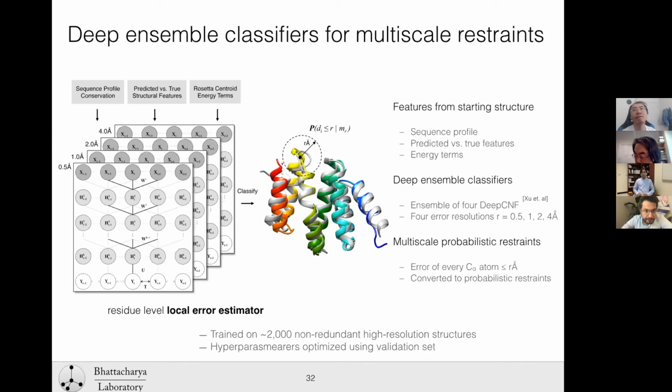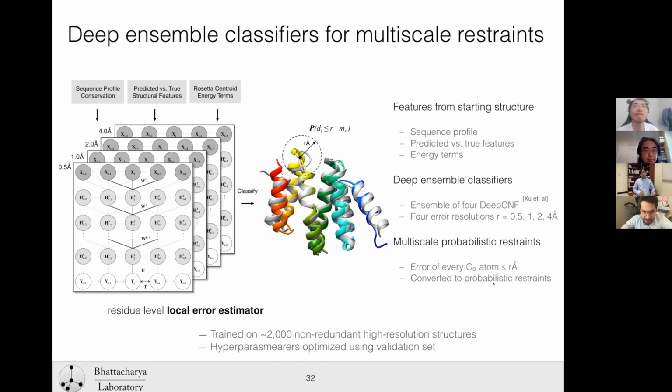And again, similar to QDeep, we try to predict the error of every residue to be below one of these 4 thresholds using these classifiers. And so once we feed the features from the starting structures, these deep ensemble classifiers predict the error at these 4 different error thresholds. And then we convert these errors into multi-scale probabilistic restraints by requiring the error on every C alpha atom to be below each of these thresholds. And so these can be converted into probabilistic restraints.